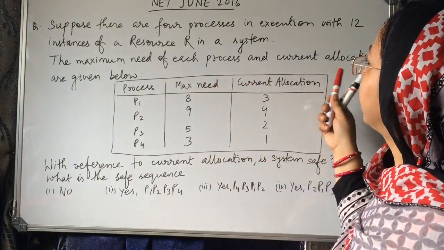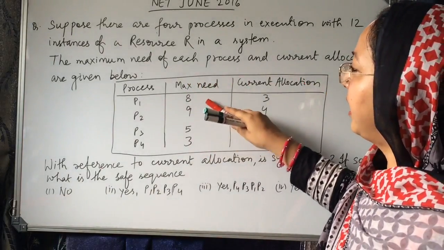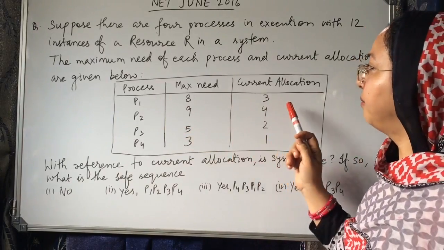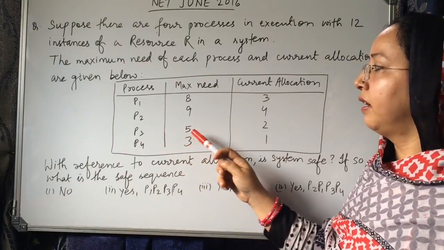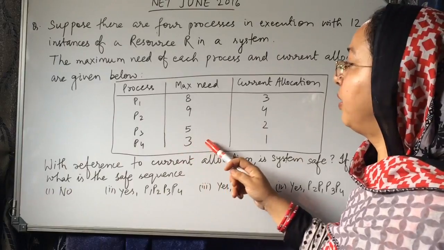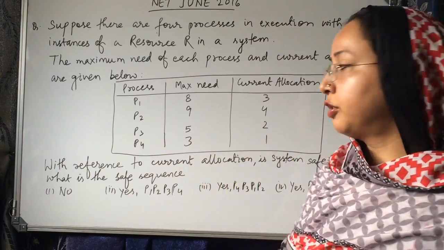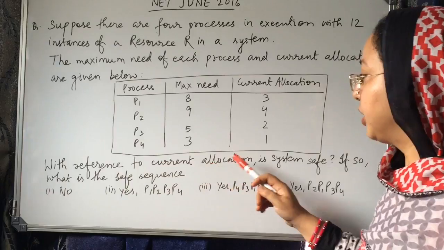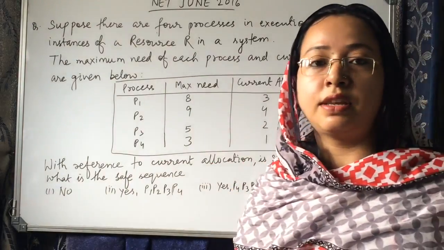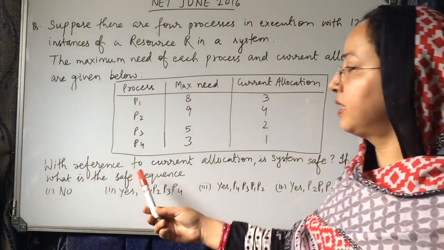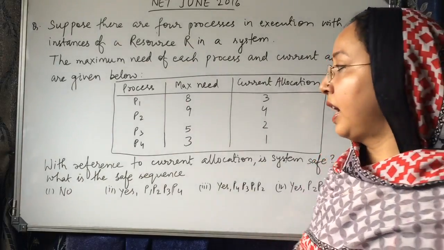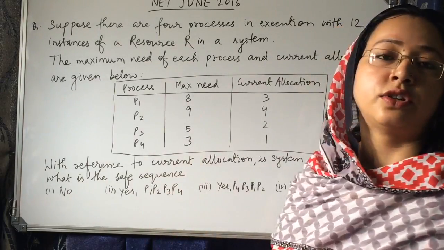Maximum need of each process and current allocation: P1 is 8 and current allocation is 3. P2 has maximum need 9 and current allocation is 4. P3 maximum need is 5 and current allocation is 2. P4 has maximum need of 3 and current allocation is 1. The question asks, with reference to current allocation, is the system safe? You have to answer whether the system is safe or not. If it is safe, what is the safe sequence? And if it is not safe, then you have to say that it is not safe.